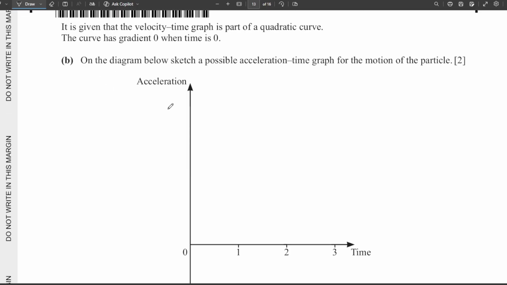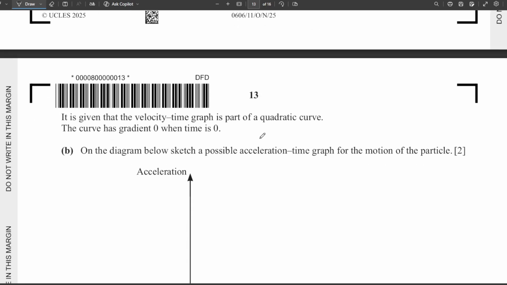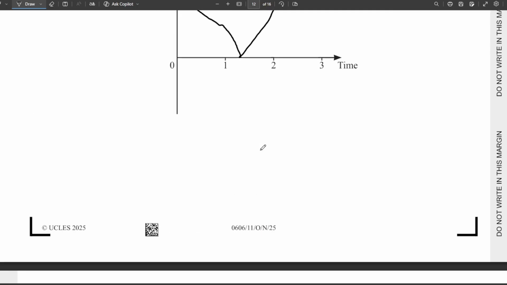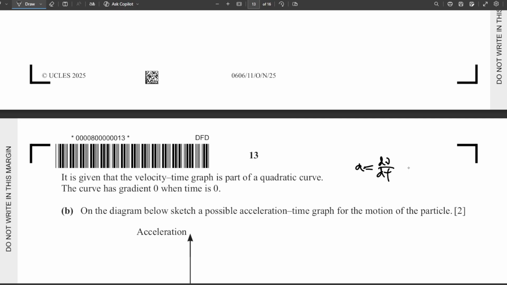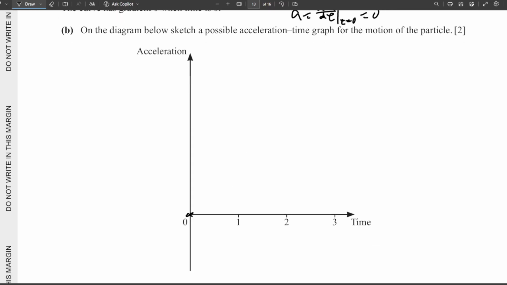Okay, so we want to sketch the acceleration time graph of this particle. If you can recall, one of the relations is a = dv/dt. It is given that dv/dt at t = 0 is 0. So we definitely have to start, that means a at 0 starts at the origin here.